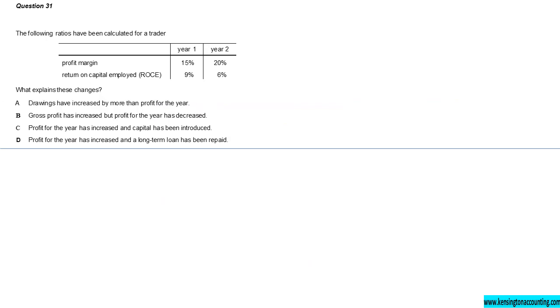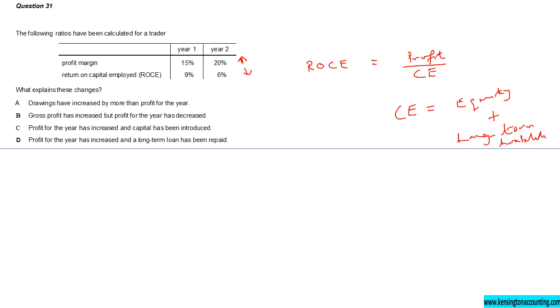Question 31 is about ratios. So we note between year 1 and year 2, profit margin has increased significantly, and return on capital employed has decreased. Now, return on capital employed, the definition, is profit for the year divided by capital employed. Now, capital employed in itself is equity plus long-term liabilities. So that's the definition of capital employed and return on capital.